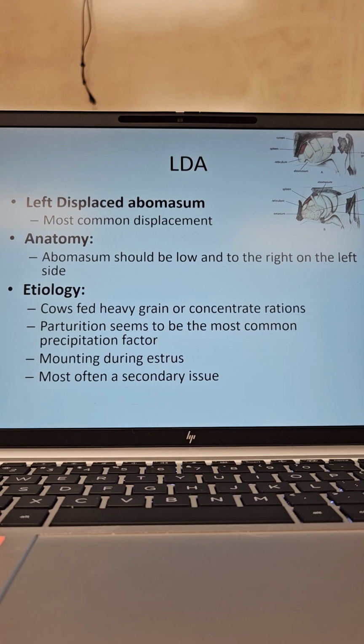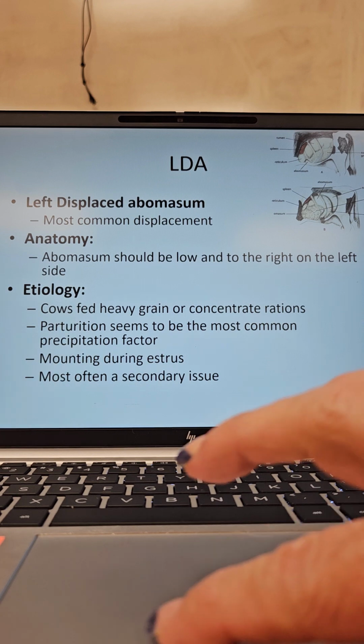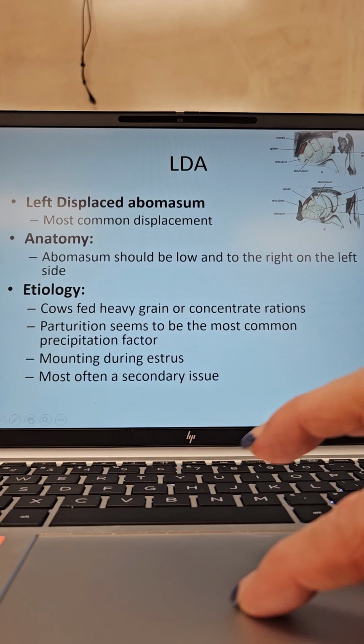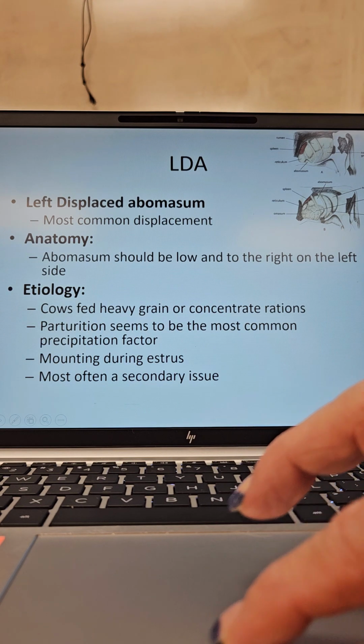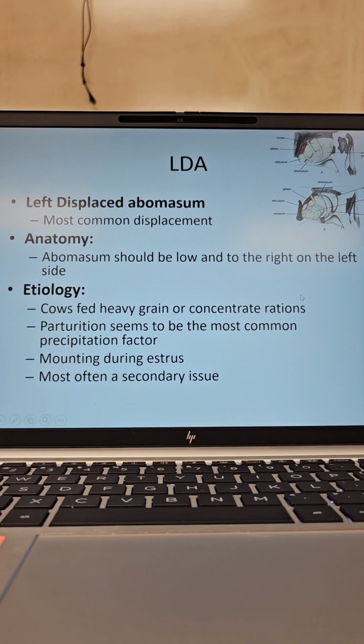Left LDA is left displacement of abomasum. So this is our stomach here. The abomasum is this part of the stomach down here. It flips, it moves, kind of like GDV in a dog, except it's just the abomasum part that moves. The abomasum should be low and to the right of the stomach.